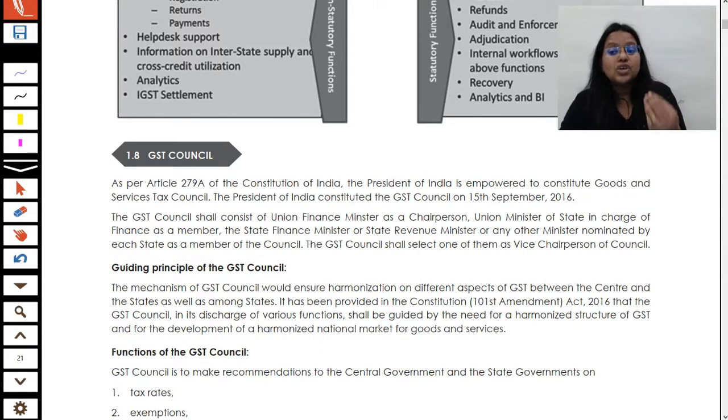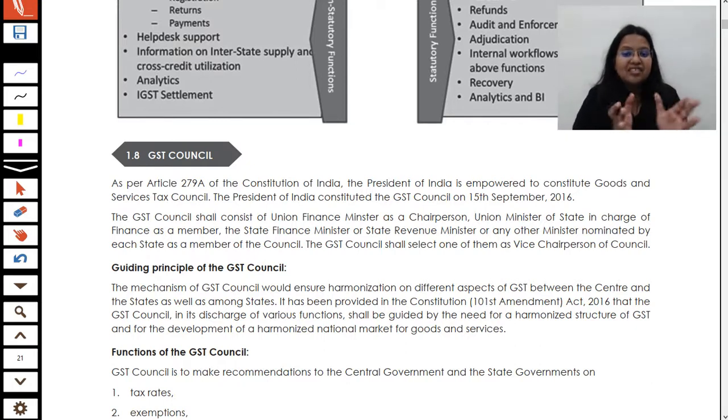It has empowered our President of India to constitute GST Council. Now, what is the GST Council, students? GST Council is that council in which experts of finance fields are gathered together and they take decision. They recommend to the central government that what notification should be published in the public for the smooth functioning of GST.